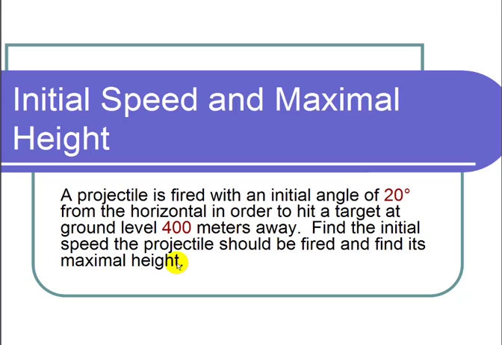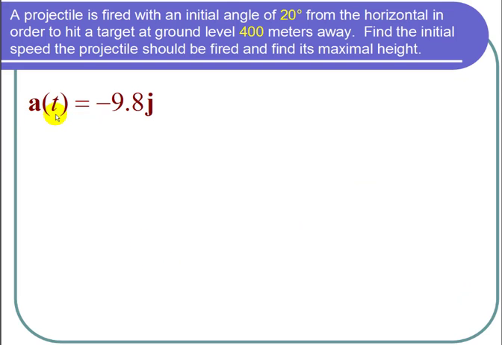So we will assume that the only force acting on this projectile is gravity. And in that case, the acceleration is negative 9.8 times j. I use negative 9.8 because we're using the units of meters. We're given that the projectile is fired with an initial angle of 20 degrees from the horizontal. That helps us with our initial velocity. We don't know the magnitude of the velocity because that's the speed of the projectile, which is a question.